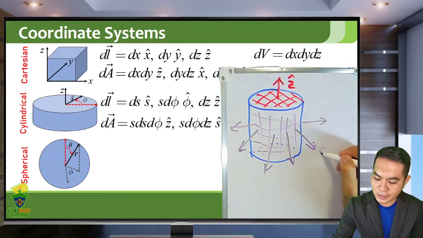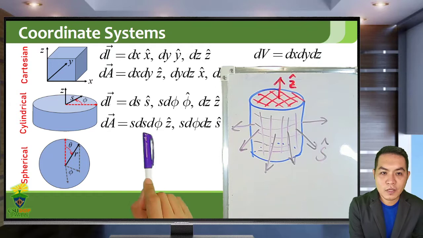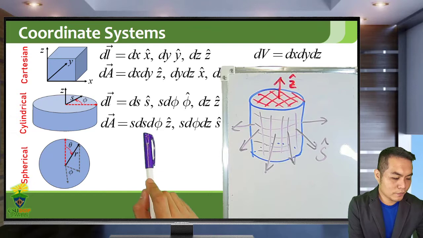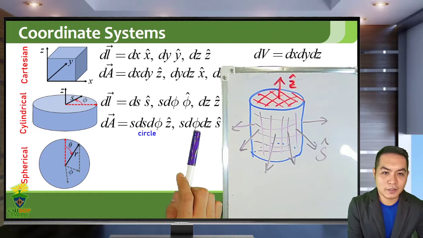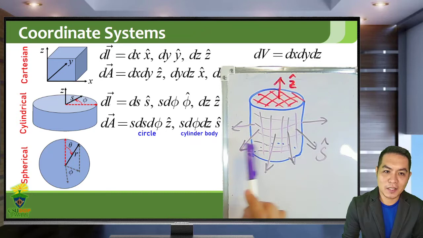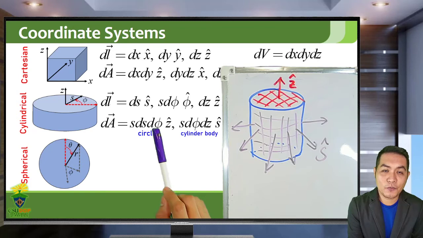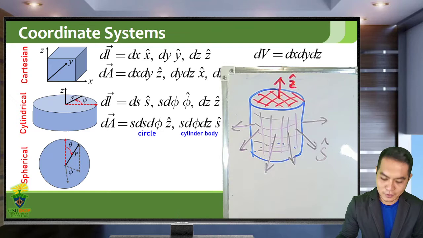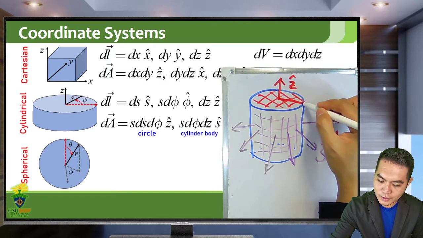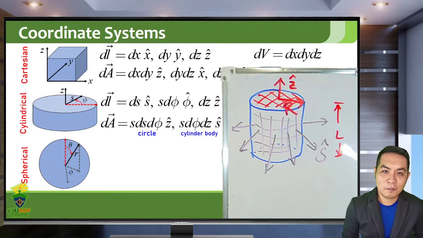So this is the s hat direction. The first differential area here is the area of a circle, the top and the bottom of the cylinder, and the second differential area here, s d phi dz, is the body of the cylinder. If you integrate this differential area, you will get pi r squared. So s is evaluated from 0 to r, the radius of the cylinder, and phi is evaluated from 0 to 2 pi. For the body of the cylinder, similarly, phi is from 0 to 2 pi, and z is from 0 to l, the length of the cylinder. So this is the length of the cylinder, and this is the radius of the cylinder. You will get the area of the body if you integrate this differential area.